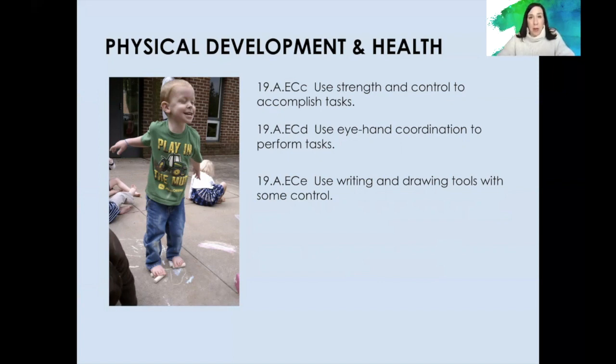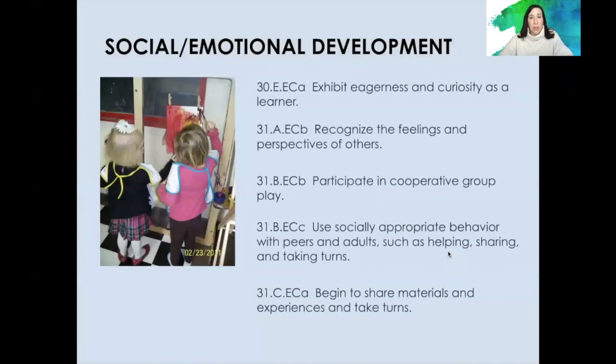So physical development health, using strength and control to accomplish tasks. Same thing, like, and hand-eye coordination, to paint, to draw. You're using physical skills when you're doing art. And social emotional development. These girls are doing art together. So they had to share, they had to take turns, they had to cooperate, and they also had to talk about what they were doing. So these are all ways that you can meet these Illinois Early Learning Development Standards in all of the developmental domains by doing art.